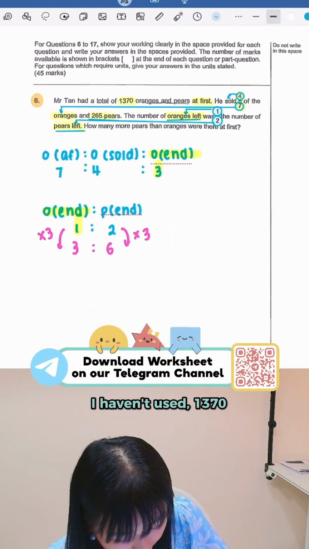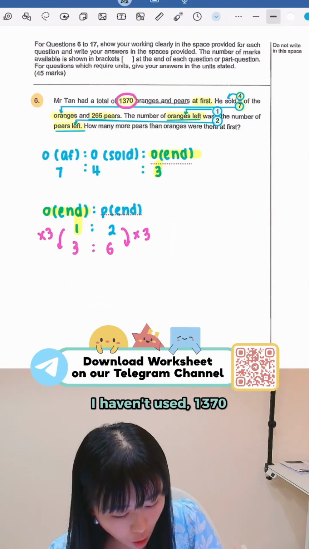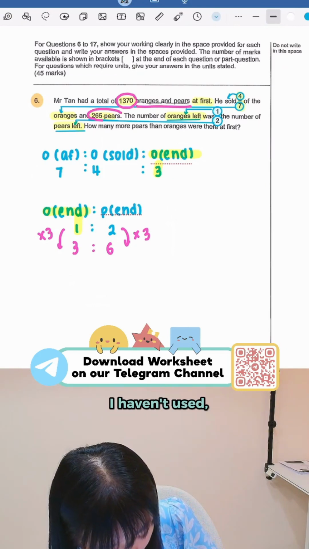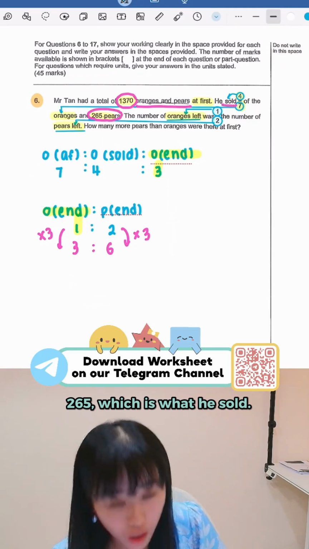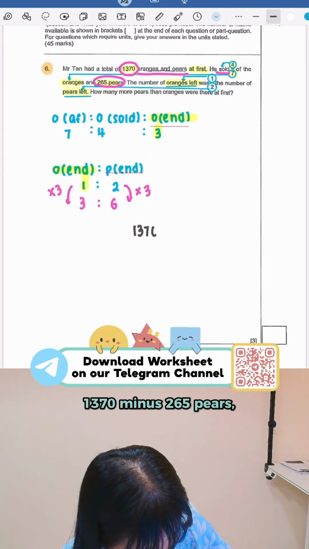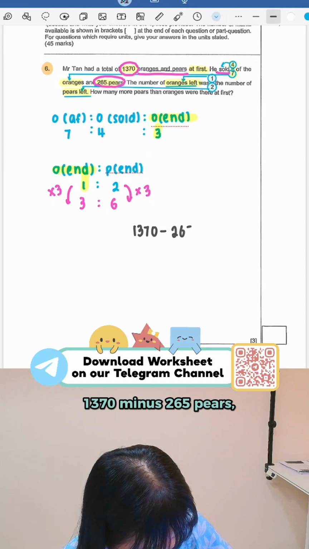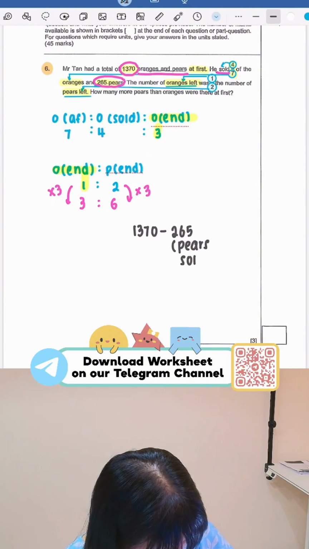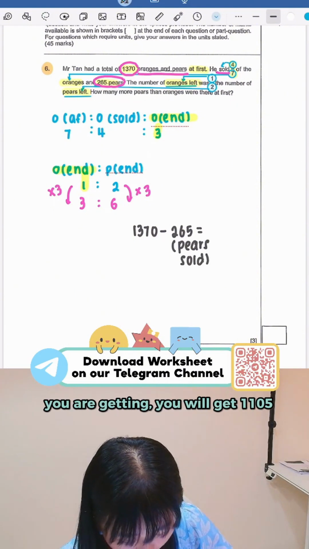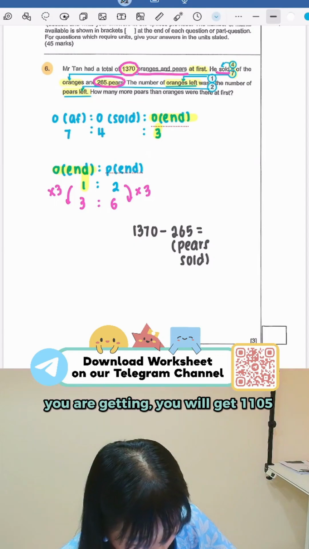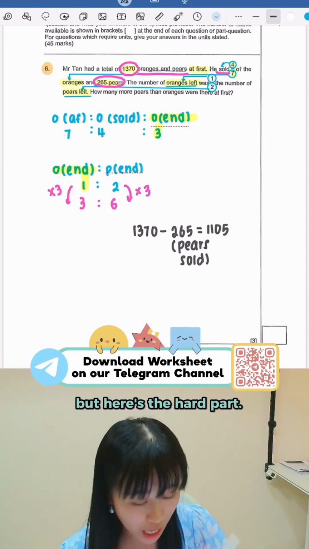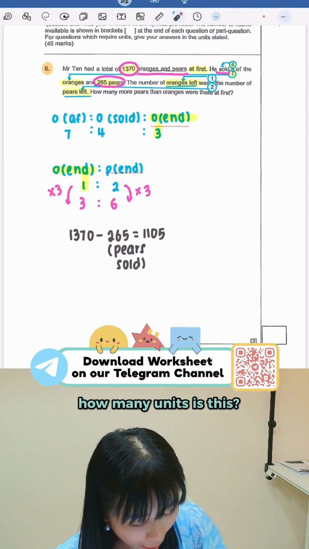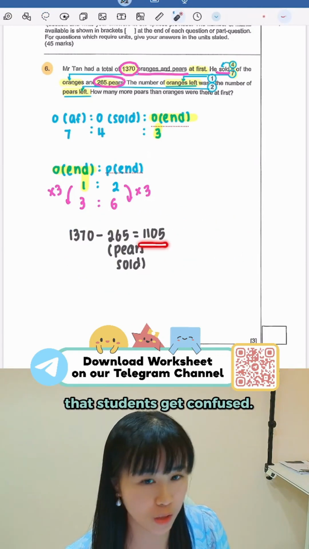I have a number here I haven't used, 1370, total oranges and pears. I also have another number here I haven't used, 265, which is what he sold. 1370, you minus the 265 pears. These are your pears that are sold. Now, when you minus, you will get 1105. But here's the hard part, everybody. When you get 1105, how many units is this? This is the part that students get confused.